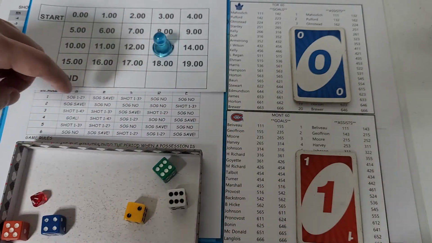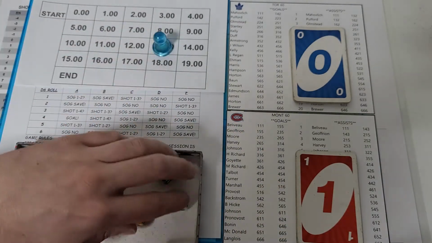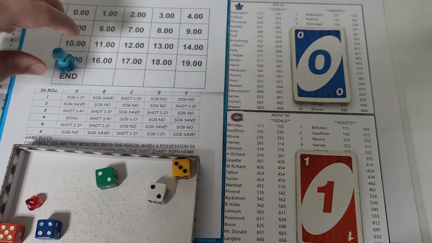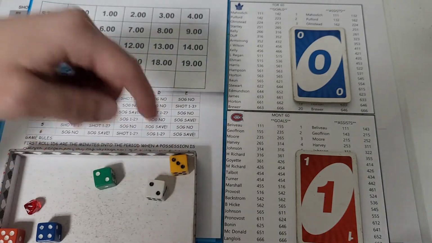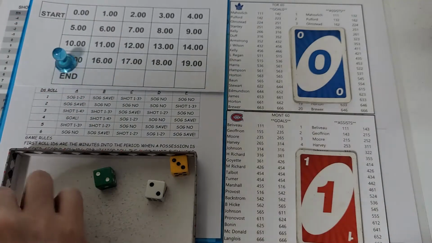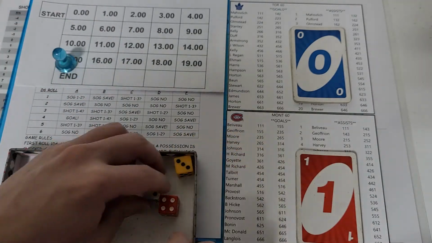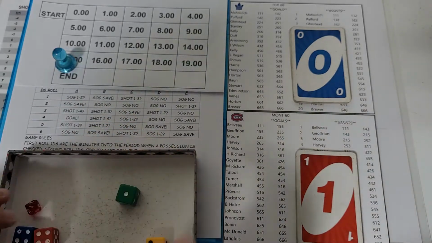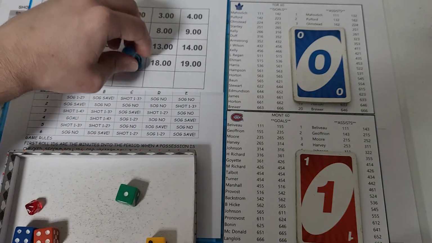6, Montreal with possession. I'm looking this time at B2, shot on goal now. 2 more minutes come off the clock here. So at 15, and Montreal again, I'm looking at B3. B3, they can score on a 1-3. And with a 4, they do not score this time. So moving forward. Okay, playing on. Up to minute 17 now.